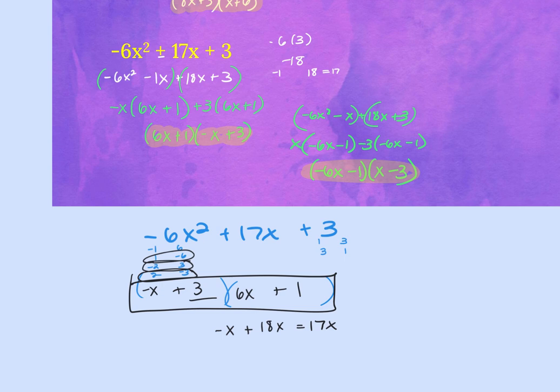Or are they all negative? Because my answer, I got negative 6x plus 1 and then x plus 3. No, it should be negative x plus 3, if it's that one. It's one or the other. Like, all the signs have to swap. So it's either 6x plus 1 and then negative x plus 3, or it's negative 6x minus 1 and x minus 3. They all have to swap.